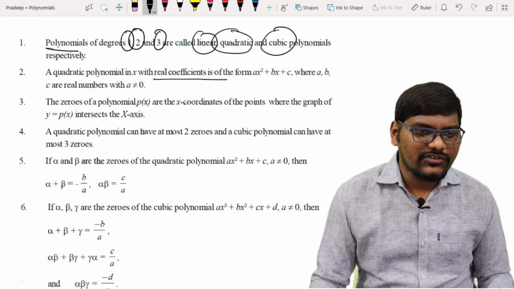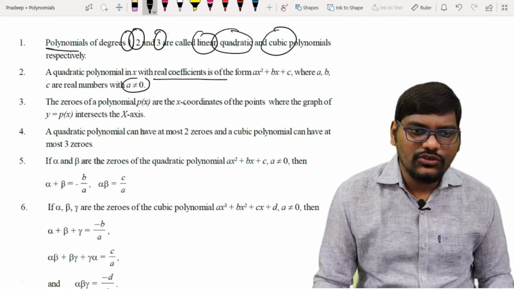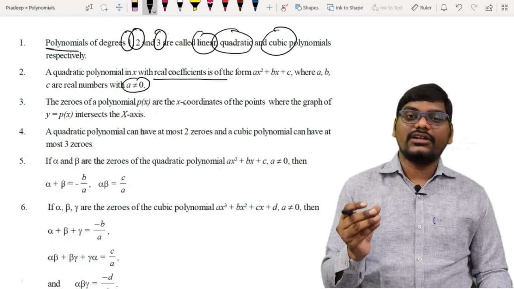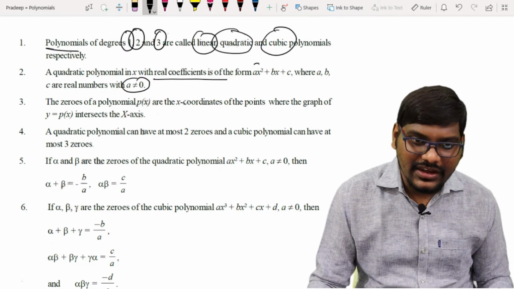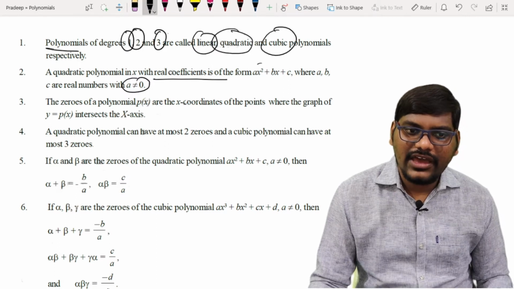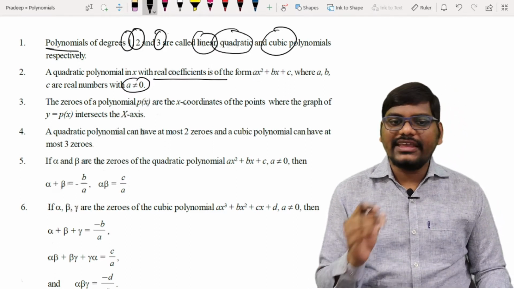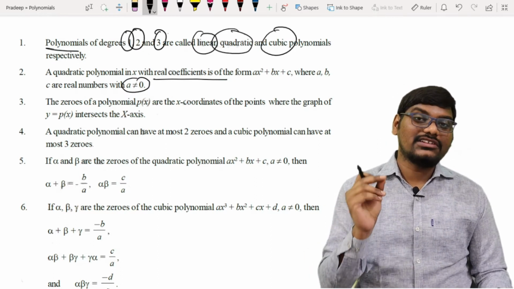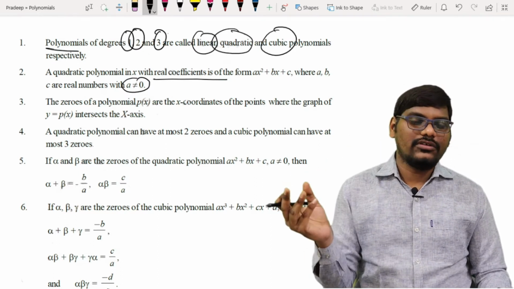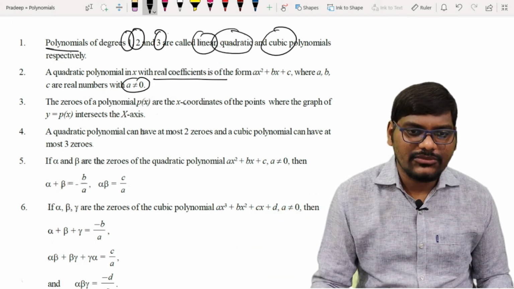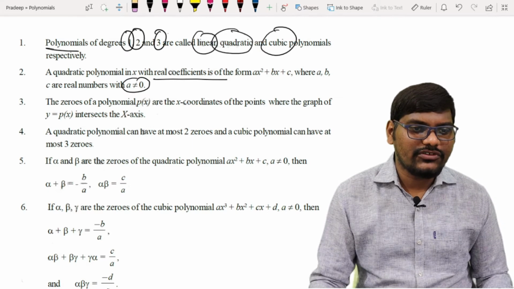Another rule is that the coefficient a should not become 0. Because if a becomes 0, the whole a x square becomes 0, and we can't call it quadratic, because the power 2 will go off, since that term will get cancelled. So a should not become 0. This is the second point which we are observing.